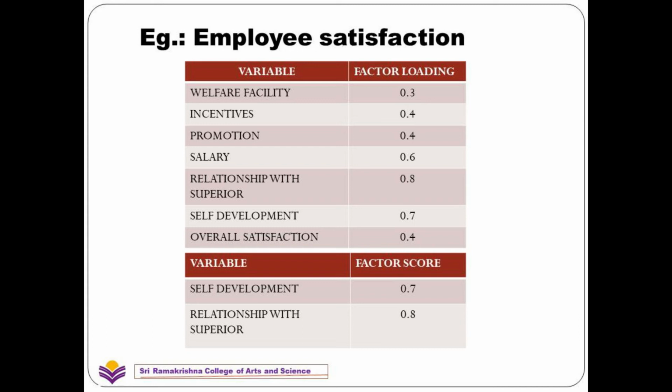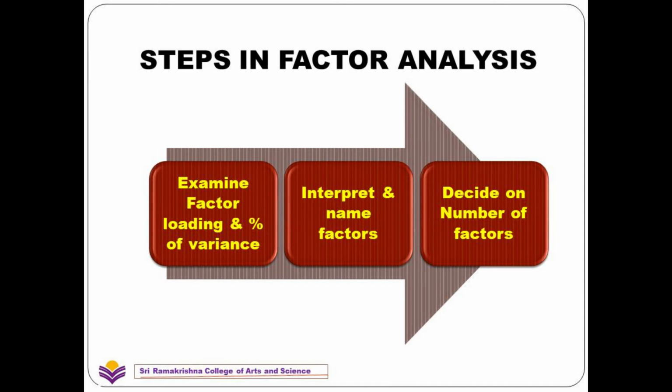Now, how to proceed? The steps in factor analysis. On the next slide, let us discuss the steps. Examine factor loading and the percentage of variance, and interpret and name the factors. Now we decide: instead of 6, 7 variables, we interpret that we got only 2. Decide the number of factors. Yes, we decide on 2 variables which influence the main factor, employee satisfaction. Examine factor loading and percentage of variance. Interpret and name the factor. Decide the number of factors.